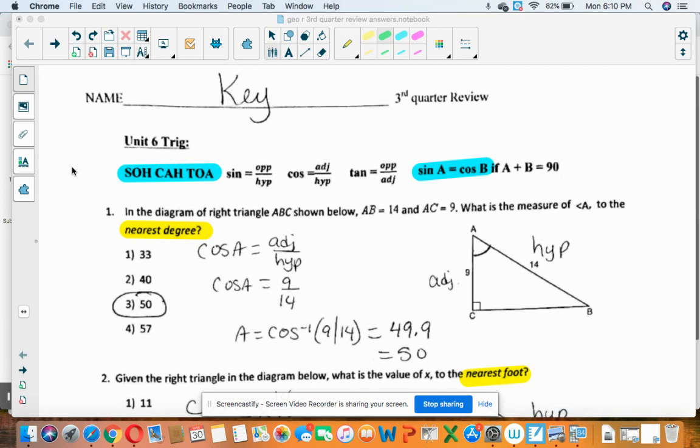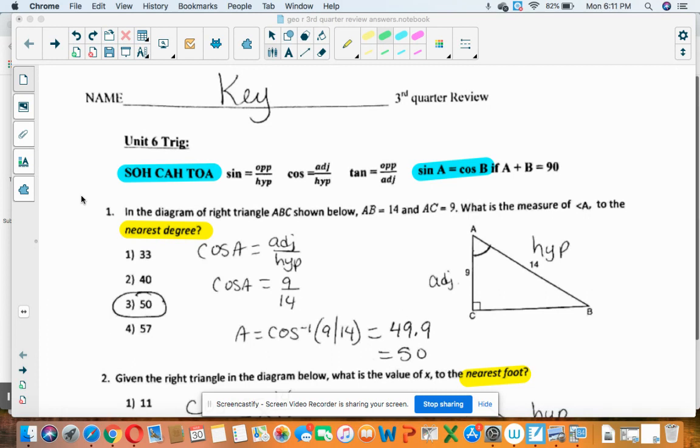so this can really just benefit you guys. So some of the things that we did this quarter was trig, and most of you did great on trig. So just a quick little review. SOHCAHTOA is the way we remember which trig function we're going to use. Sine is opposite over hypotenuse. Cosine is adjacent over hypotenuse. And tangent is opposite over adjacent. The other thing with trig is the sine of A equals the cosine of B if A plus B equals 90.